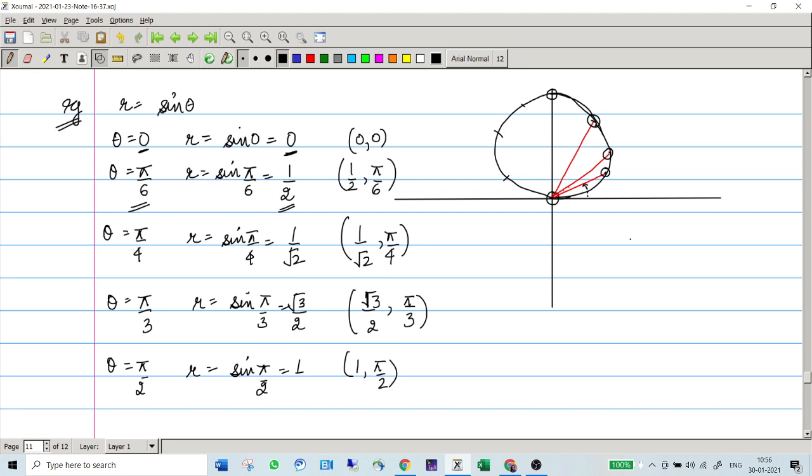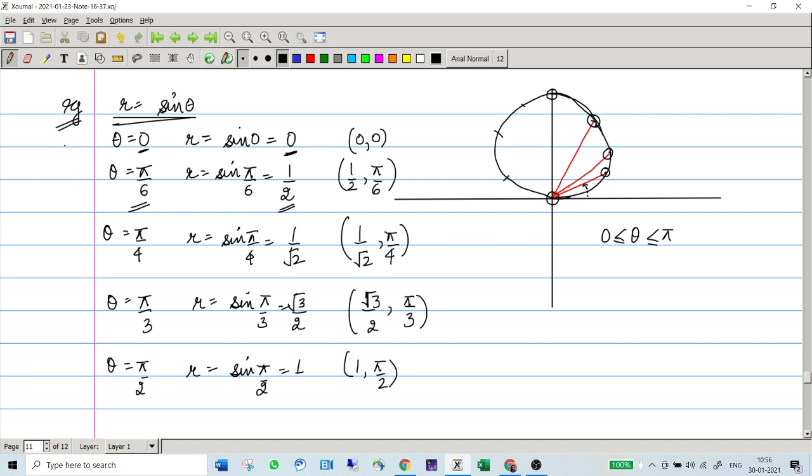So for theta between 0 and pi, we get a circle here, right? That's how we have seen that for theta between 0 and pi, we got a circle of this kind, which is the graph for r equal to sine theta, right? Is it clear?